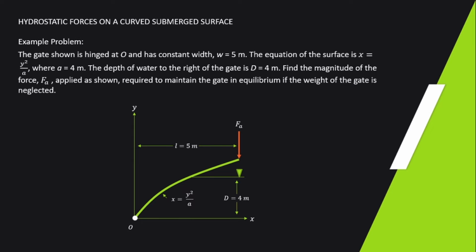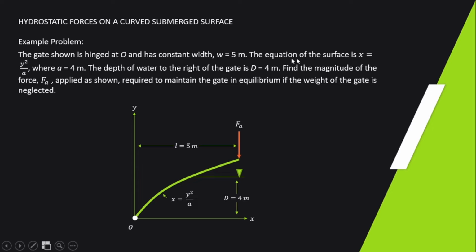So, for this example problem, we have a curved surface with a given equation, and this is the surface of the liquid. So, let me read the problem first. The gate shown is hinged at O, so this is O, and has constant width. The width is 5 meters, and this width is perpendicular to your screen.